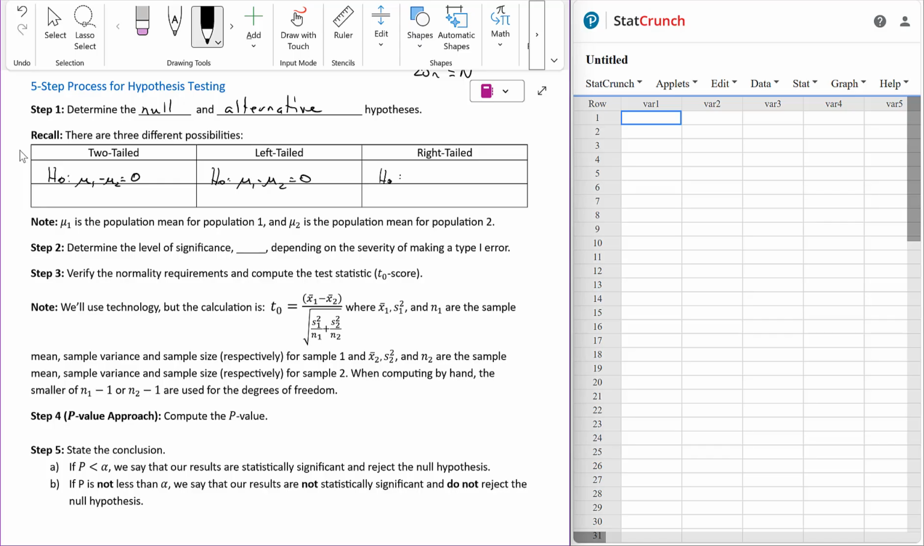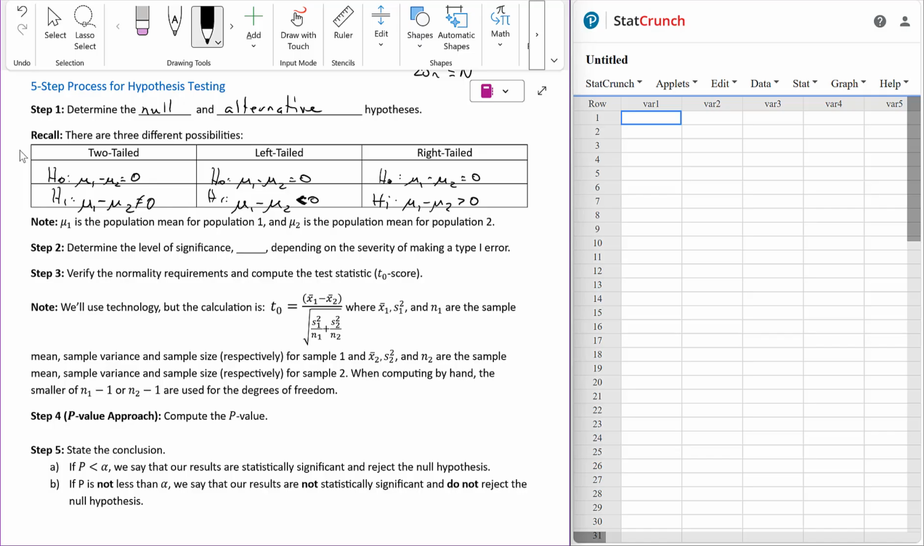And for the right-tailed test, again, our null hypothesis is always assuming that those two population means are the same, so their difference is 0. For two-tailed, h sub 1, we're looking at mu sub 1 minus mu sub 2 is not 0. For left-tail, we want mu sub 1 minus mu sub 2 less than 0, or mu sub 1 is less than mu sub 2, so their difference is negative. And for the right-tail, mu sub 1 minus mu sub 2 greater than 0, or mu sub 1 greater than mu sub 2. Note, mu sub 1 here is a population mean for population 1, and mu sub 2 is a population mean for population 2.